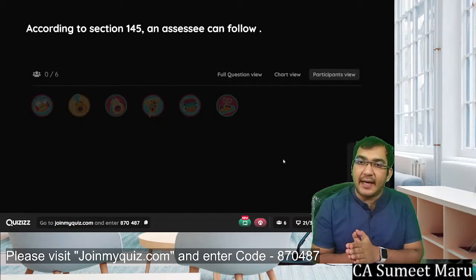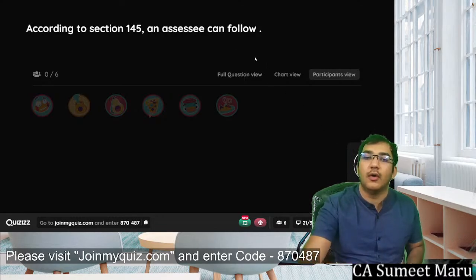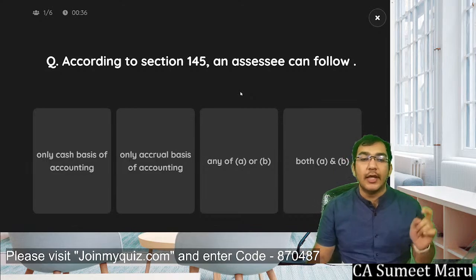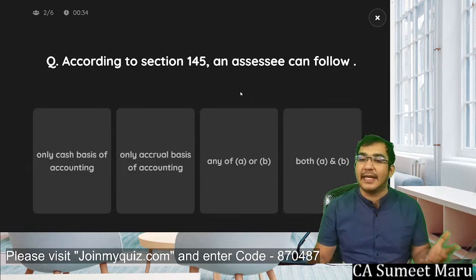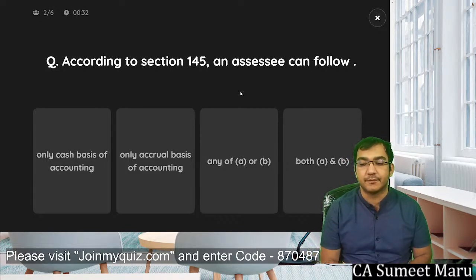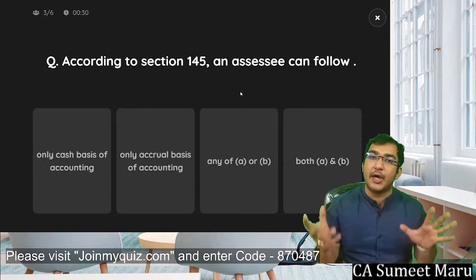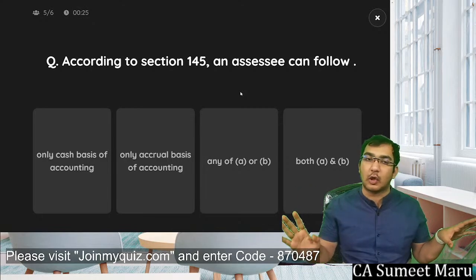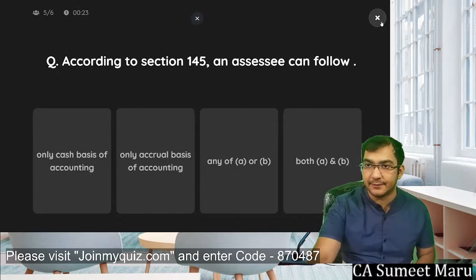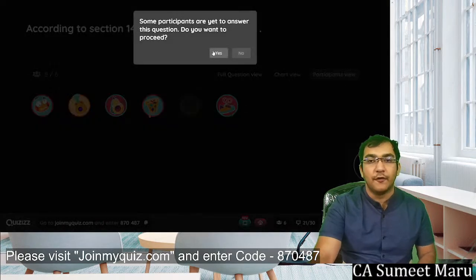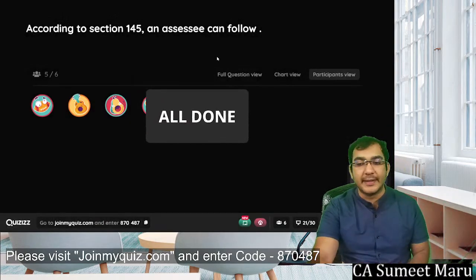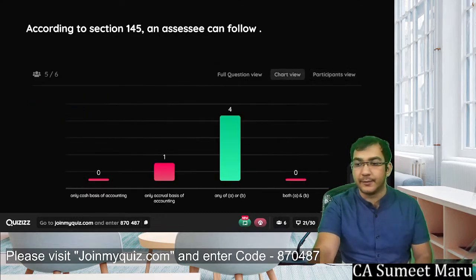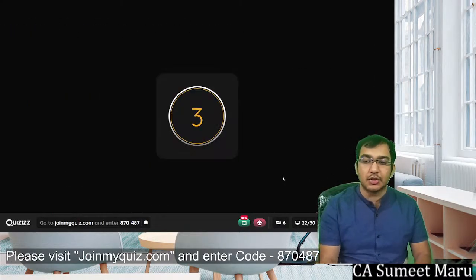According to section 145, an SSC can follow only cash basis for PGBP, only accrual basis, any of A or B, or both A and B. For PGBP and IFOS, it's different. For all other heads, they always have to follow accrual. For PGBP and IFOS, they have an option to follow either cash or accrual basis. So option C was the right answer here. Very good. Next question, question number 22.